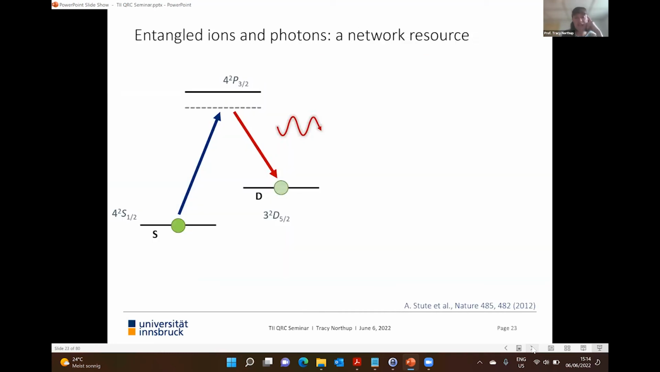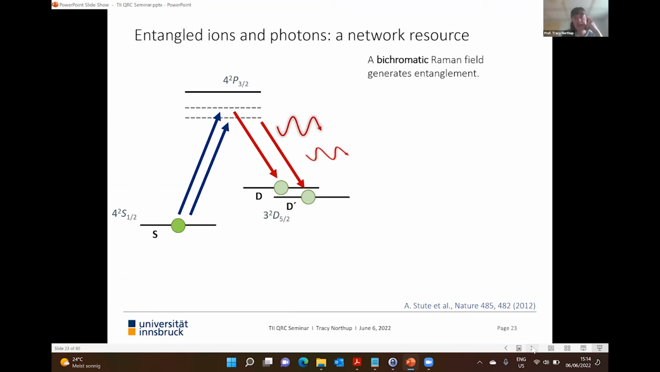So what we can do is take advantage of the fact that the D state actually has a manifold of Zeeman states. And so we can introduce another different state here, which I'm calling D prime. We have 6 different states to choose from, so we're just picking 2 that work well for us. So we have now two states, D and D prime, and we can drive two different Raman transitions, one to each final state. And we choose them so that the polarizations of the two transitions are orthogonal, the polarizations of the photons in the cavity.